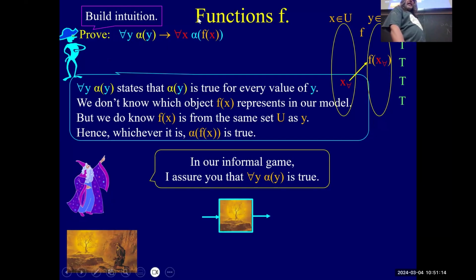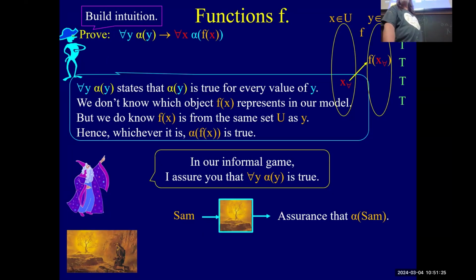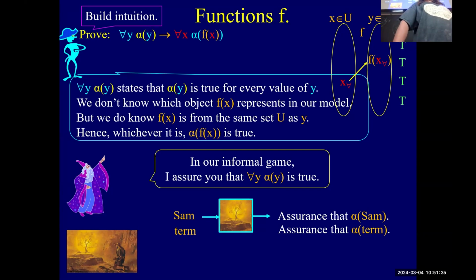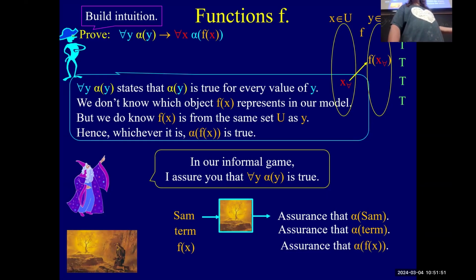Let's go back to my term question. What's the statement here? She's assuring me that if you give me Sam, I'll assure you that alpha is true for Sam. You give me an arbitrary term, which is an arbitrary object, and it's true for that arbitrary term. So now I'm going to give you f of x. Why do I give you f of x? Because that's what I want to know about, and it's an arbitrary term. So she assures you it's true for that arbitrary term. Does that make sense?